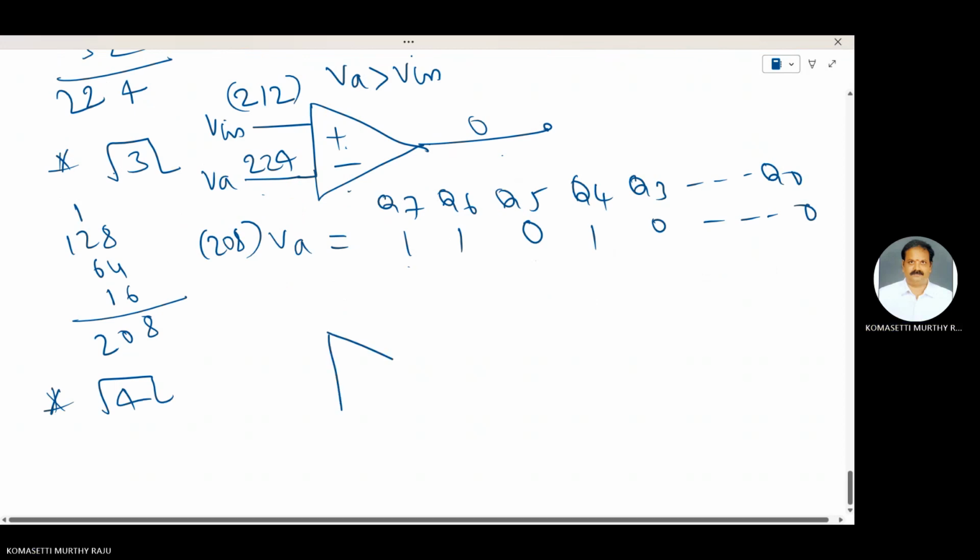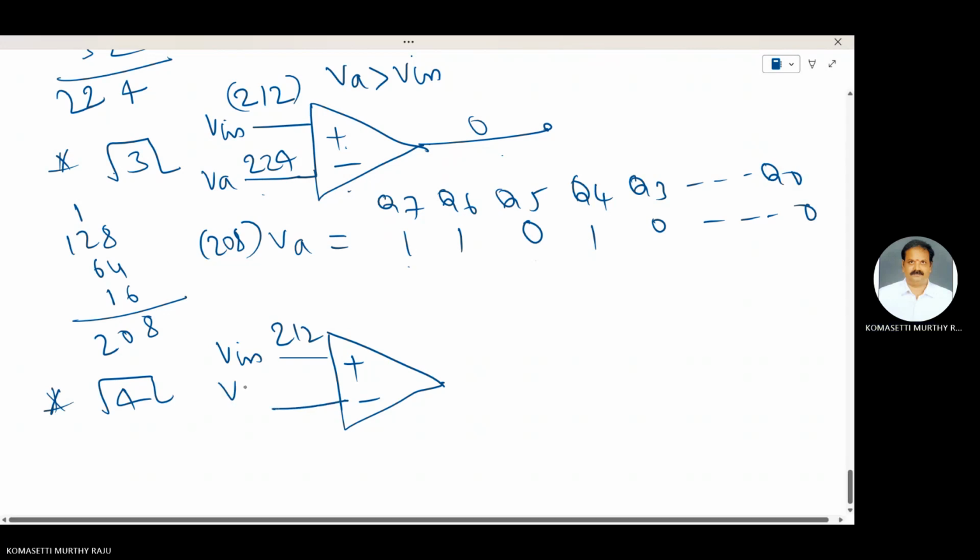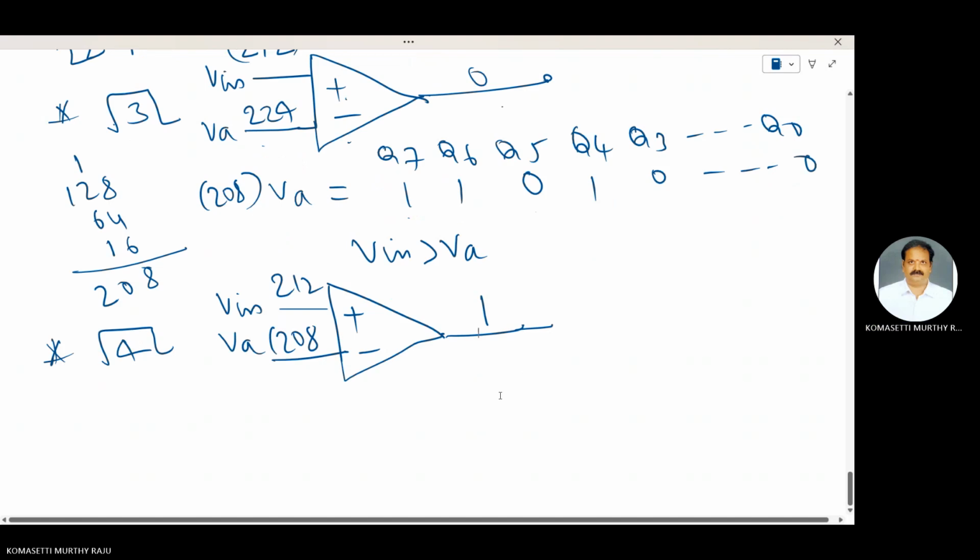the fourth, plus minus. Here Vn is 212. VA is 208. That means Vn is greater than VA. Therefore, the output of the comparator is 1.